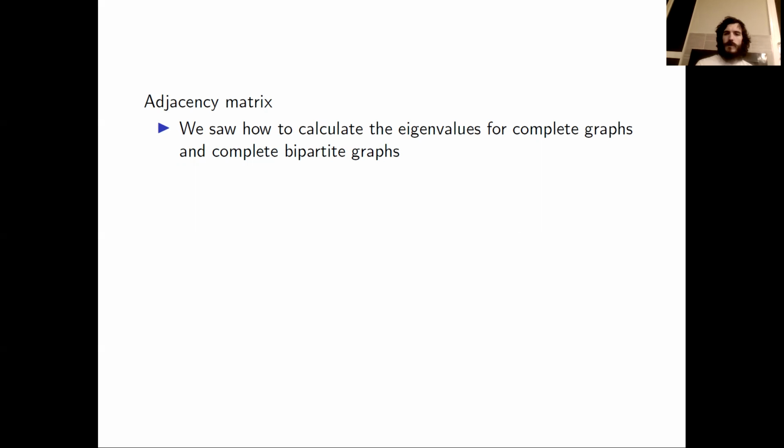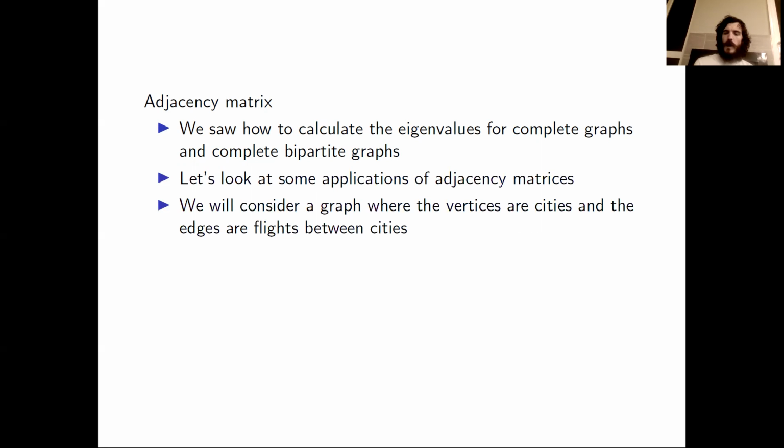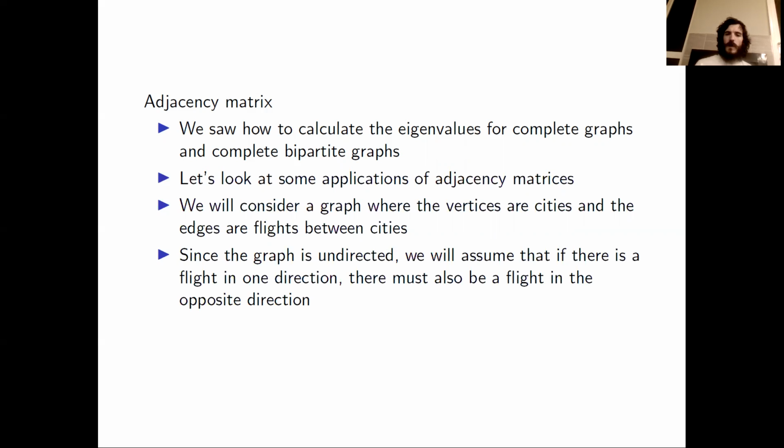In the earlier videos, we saw how to calculate eigenvalues for some families of graphs, including complete graphs and complete bipartite graphs. In this video, though, we're going to focus mostly on applications, and we'll see some example problems. And like I said, we're going to focus in particular on graphs where the vertices represent cities and the edges represent flights between cities. Since we're focusing on undirected graphs, we're going to assume that if there's a flight between two cities, there's also going to be a flight in the opposite direction.